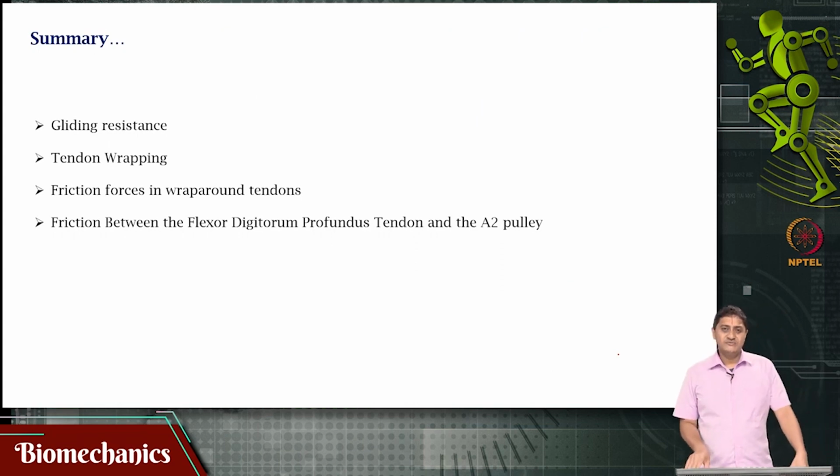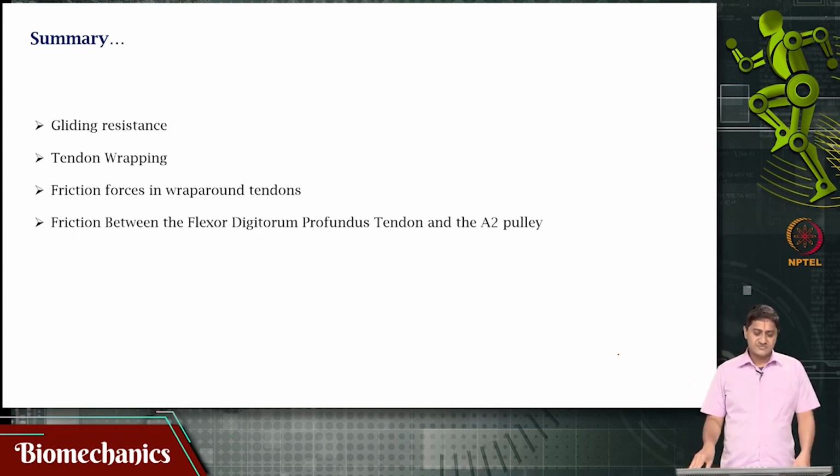So, in this video we looked at gliding resistance, tendon wrapping around bone, and how that changes friction forces in wrap around tendons. Using a small derivation, we found the friction forces in wrap around tendons, and the friction between the flexor digitorum profundus tendon and the A2 pulley, an experimental estimation of this using cadaver tendons.